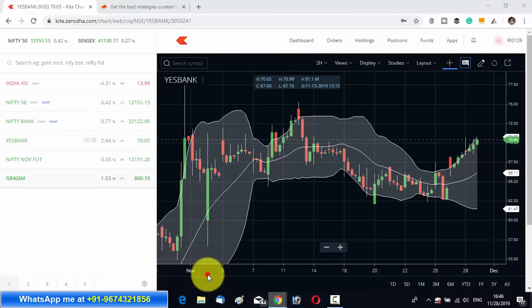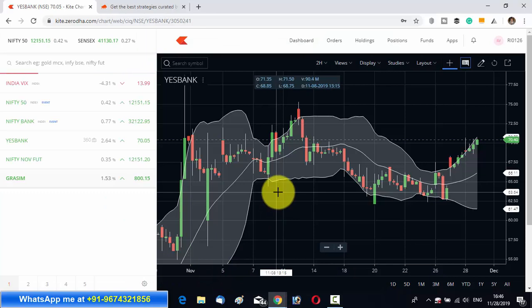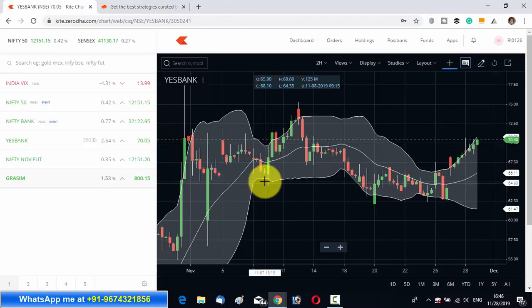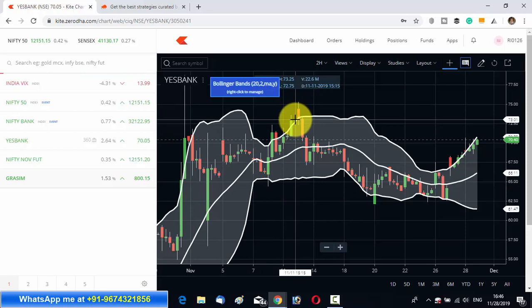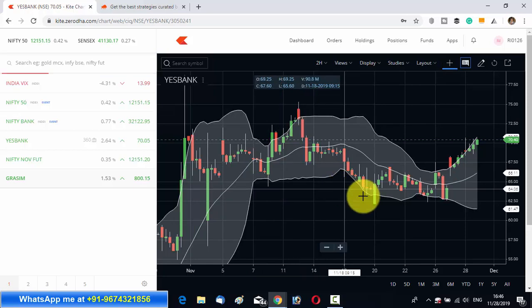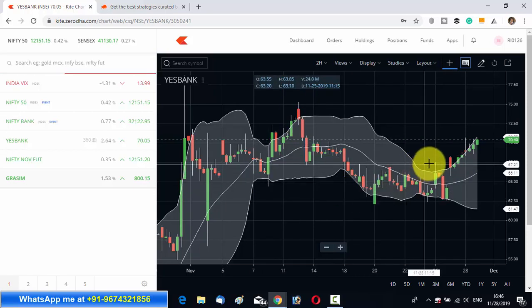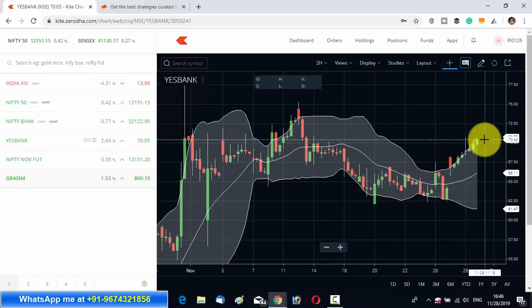So now here in this chart you can use the same theory. Buy at the lower Bollinger Band. So the buy position is created and sell at the upper Bollinger Band. Sell, buy, sell, buy, and so on. So you can understand that you can create short or long positions using the Bollinger Bands.